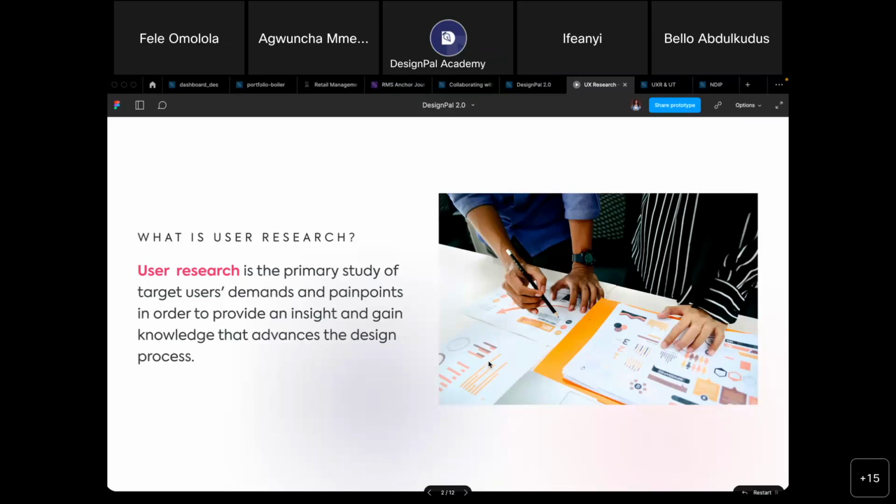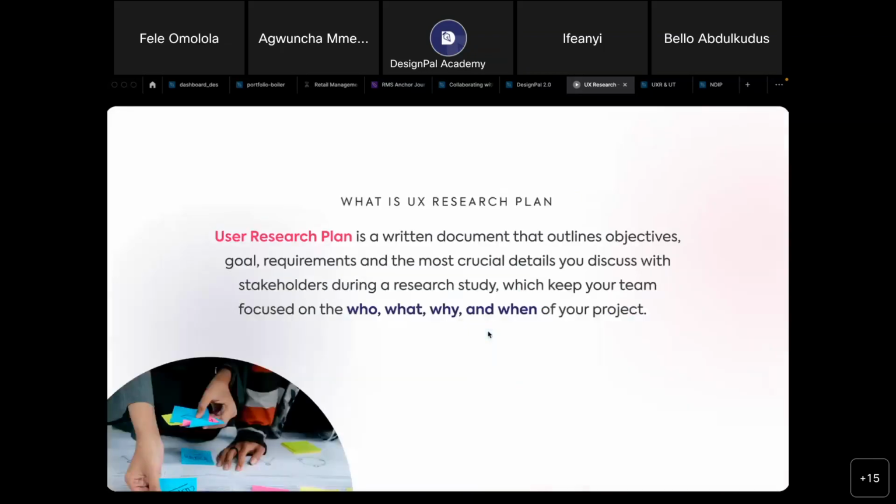I'm sure most of us, in our final year or done with school, did something called research back then in school. This is just for you to know that user research is very important to your design process. As a user experience designer, you can't escape the user research process. So we're starting now. I had to give a brief description of what user research is all about.